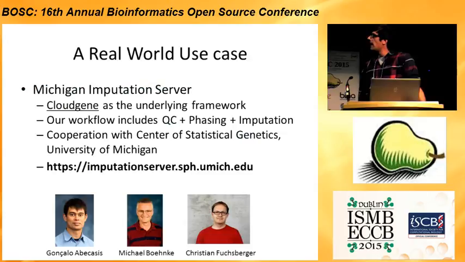And maybe some of you heard of that. It's called the Michigan Imputation Server. The Michigan Imputation Server is a free online service to impute your genotypes, so getting from your GWAS data to complete data. We built a complete workflow, including the quality control of genotypes, the phasing and imputation with Hadoop MapReduce. And this is a cooperation with the Center for Statistical Genetics at the University of Michigan with Gonzalo, Mike, and Christian, who are heavily involved in imputation. And this is the site of the imputation server.